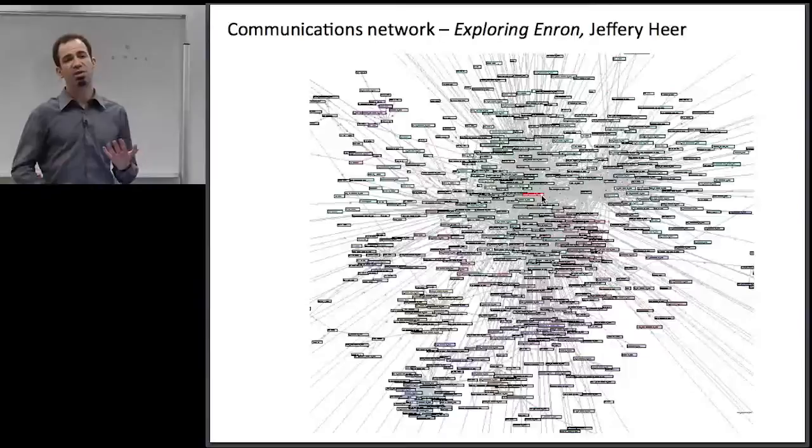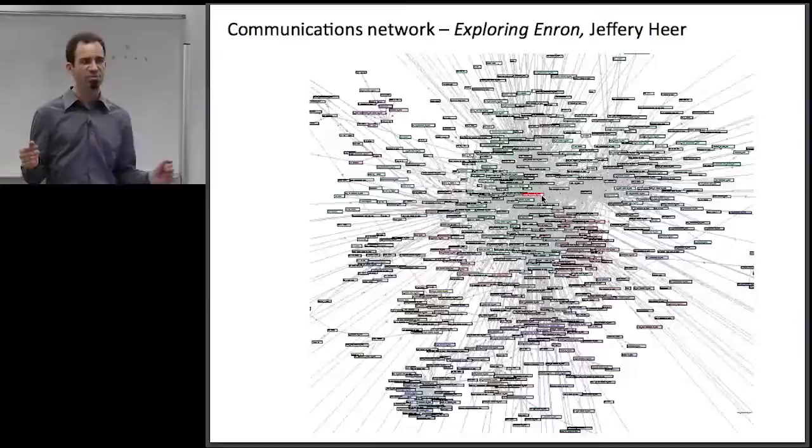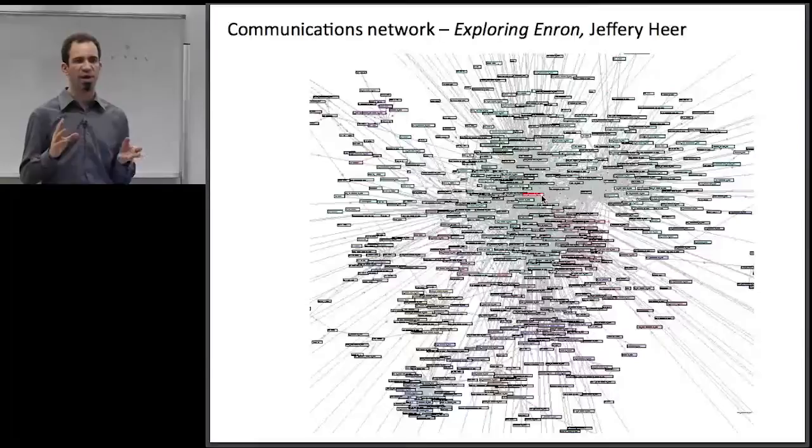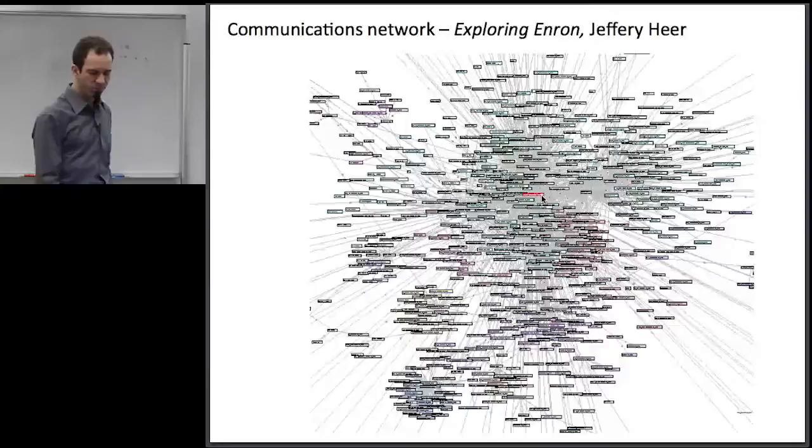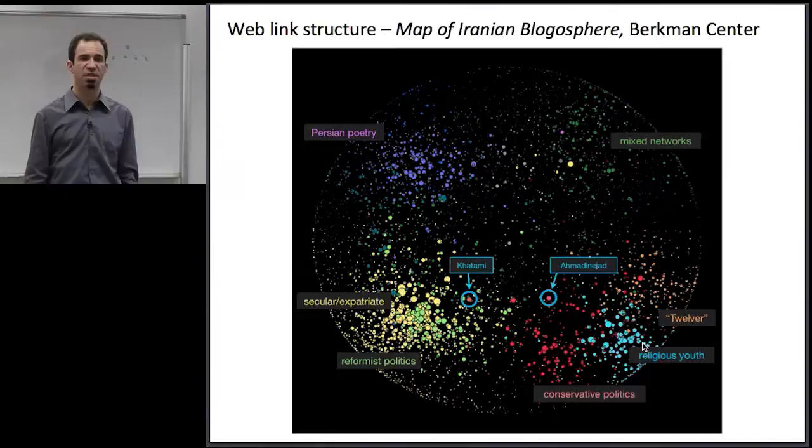Or you could do this with tweets to each other. So on Twitter, you've got at least two different ways of defining the networks. You can look at the following graph, the follower graph, and that will give you one structure. Or you can look at who actually talks to each other. So I might follow 1,000 people, but I don't @message more than a small number of them. And those are going to be different graphs. Or you can look at link structure. So we saw this one before. This is what the Persian language blogosphere looks like.